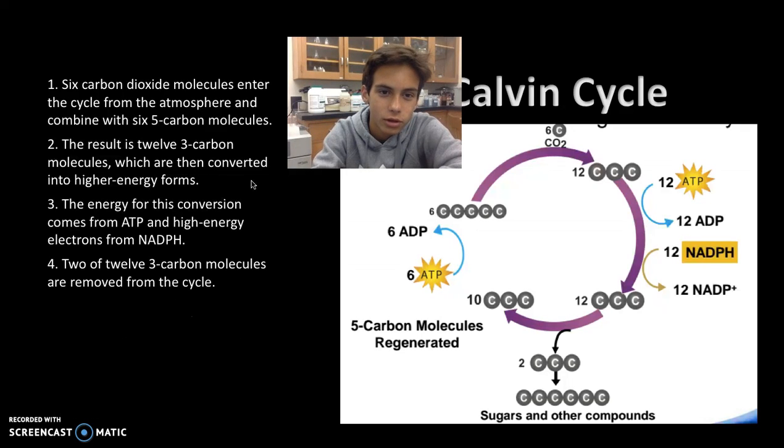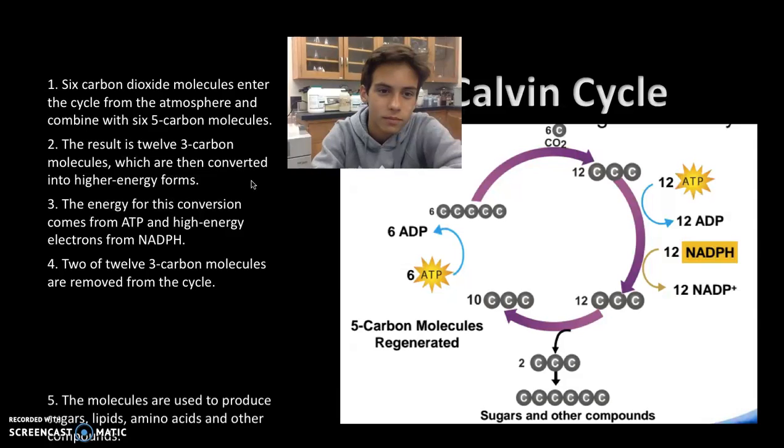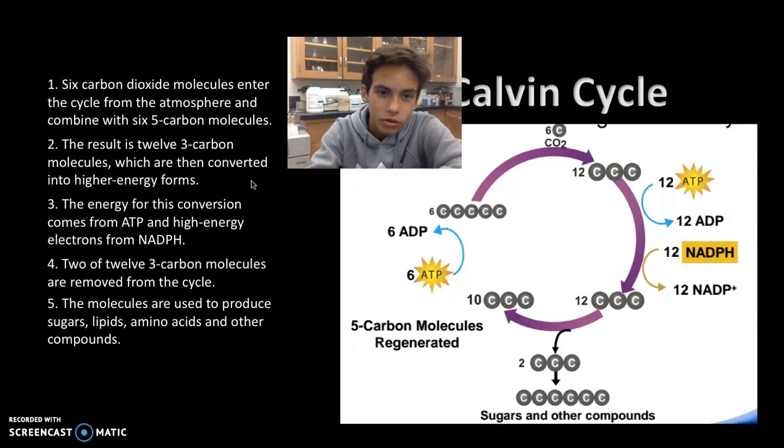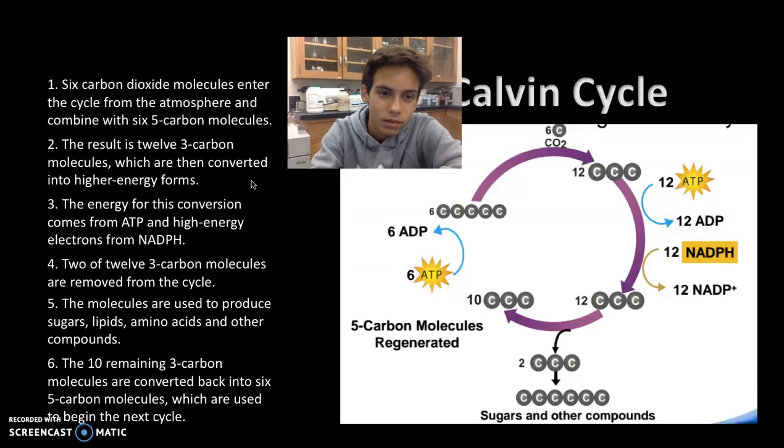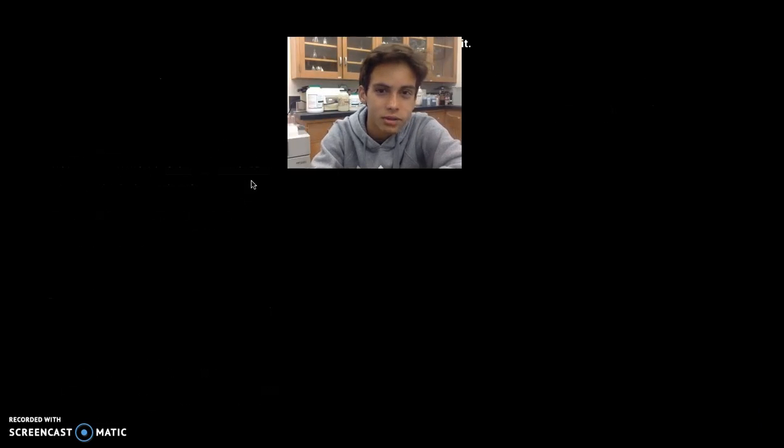2 of 12 3-carbon molecules are removed from the cycle. The molecules are used to produce sugars, lipids, amino acids, and other compounds. The 10 remaining 3-carbon molecules are converted back into 6 5-carbon molecules, which are used to begin the next cycle.